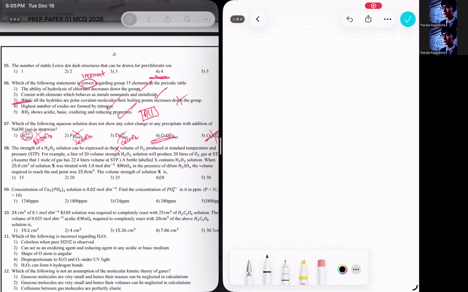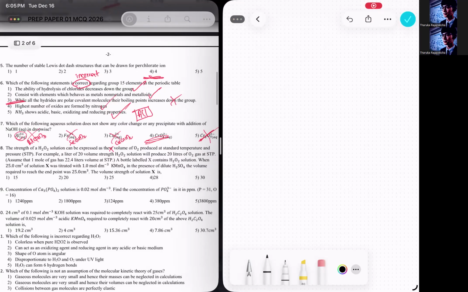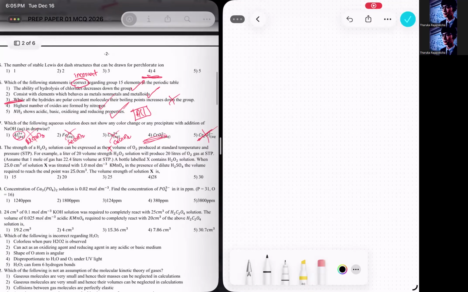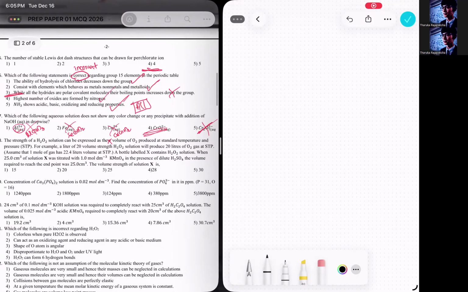Right, people. Question number 8. This is a tricky question. Let's read it. The strength of H2O2 solution can be expressed as the volume of O2 produced at standard temperature and pressure. For example, a liter of 20 volume strength H2O2 will produce 20 liters of oxygen at STP conditions.